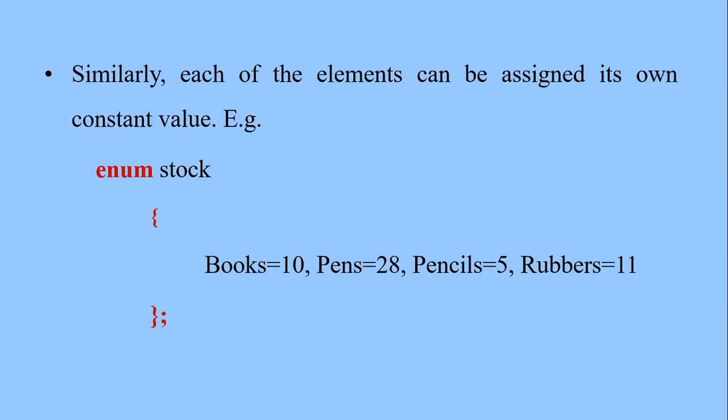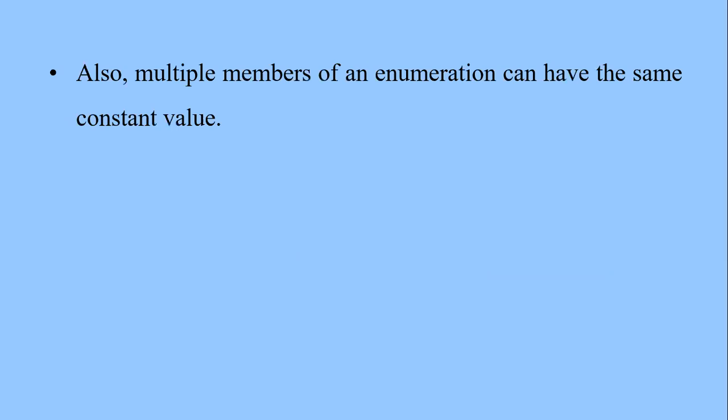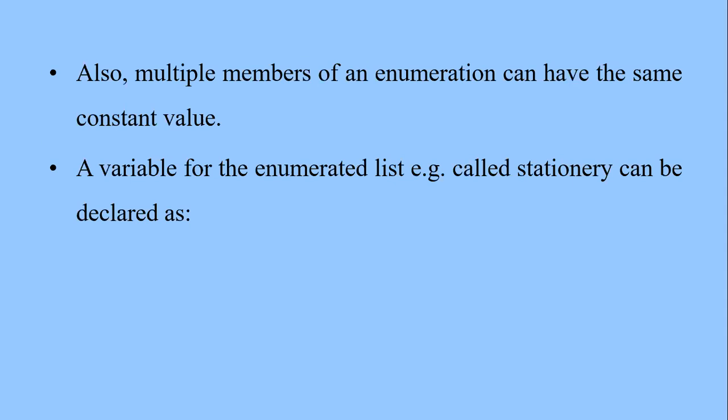And that makes much sense, because if you are, for example, managing stock, various products will be of different numbers. You have different amounts of books, pens, pencils, and rubbers. Also, multiple members of an enumeration can have the same constant value. In other words, you can have all the elements having a constant value: 10 books, 10 pencils, 10 rubbers, etc. So a variable for the enumerated list, for example, quantity stationery, can be declared as enum stock stationery.